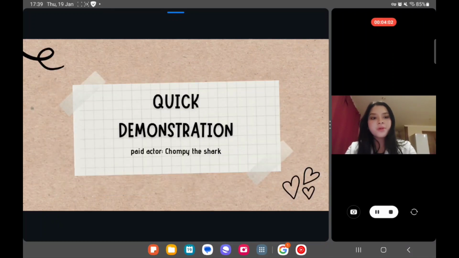So I've prepared a quick demonstration in which there's a paid actor, which is my shark, Chompy the shark. Here with me today is Chompy the shark, and we will show all of you a quick demonstration on the types of Trendelenburg position for patients.